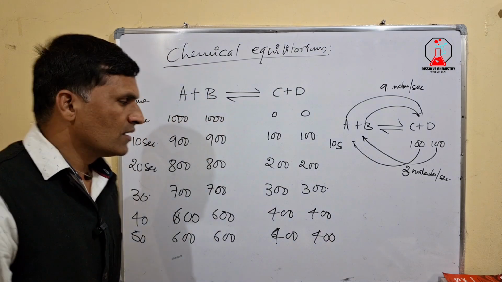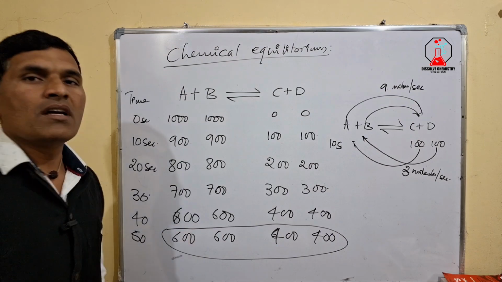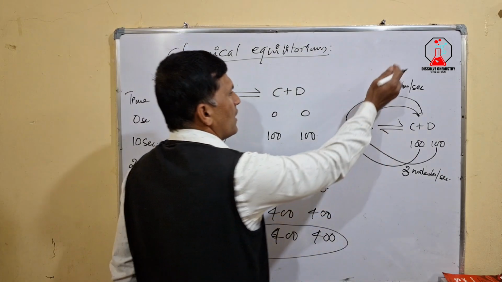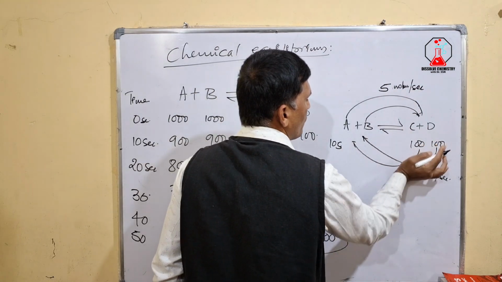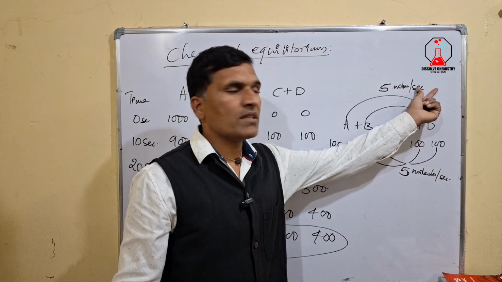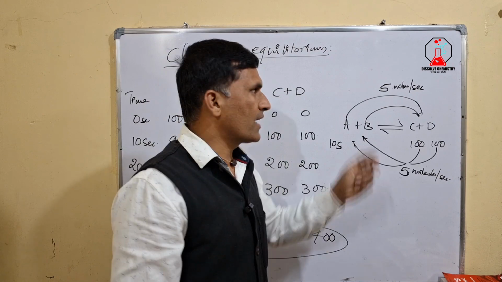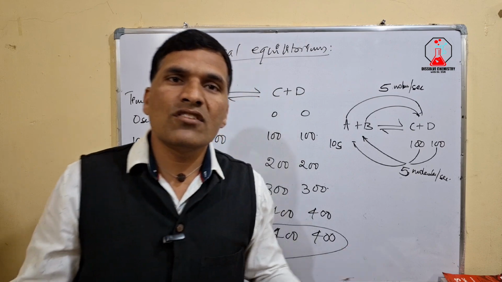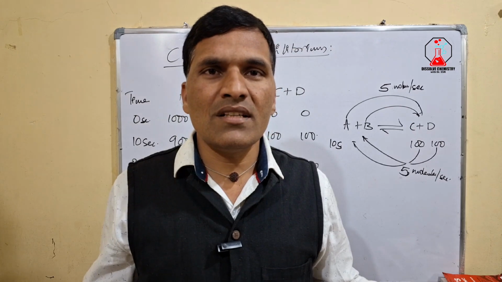What is the meaning of this? The concentrations of A plus B and C plus D both remain the same and do not change with time. What does it imply? After a certain interval of time, the rate of forward reaction, say 5 molecules converting per second, equals the rate of backward reaction, with 5 molecules of products converting into reactants per second. Therefore the net change in the concentration of A and B is 0. There is no change in the concentration.